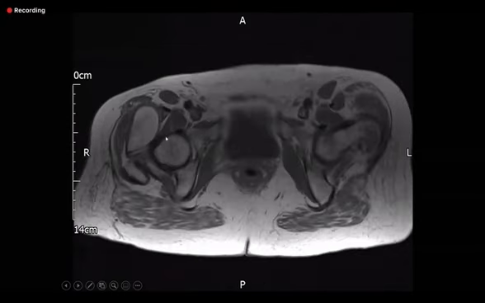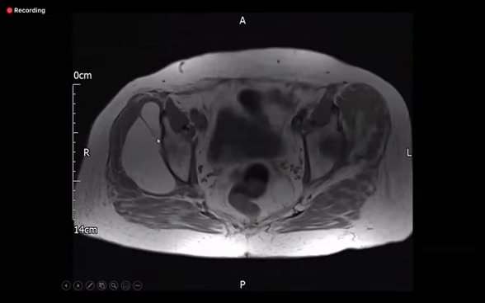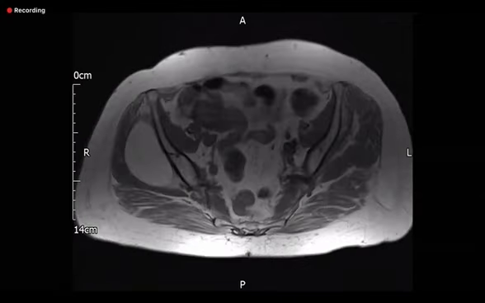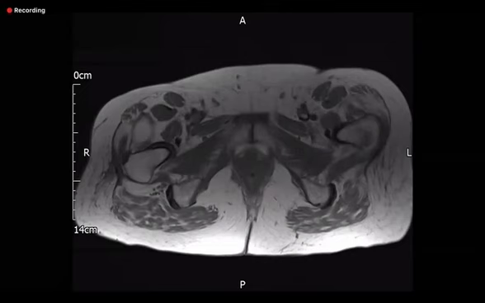So to take this case, what do you think, is it benign or malignant? I don't think this is malignant. I don't see any acute features. How will you tackle this lesion? Go to the next series, please. Yeah, I will do.